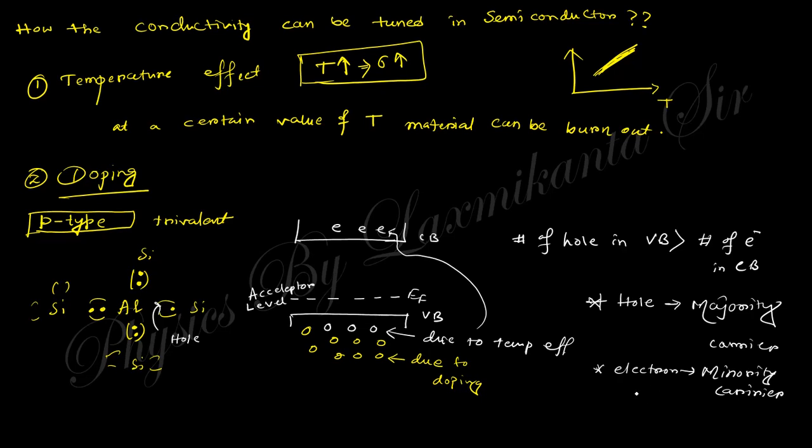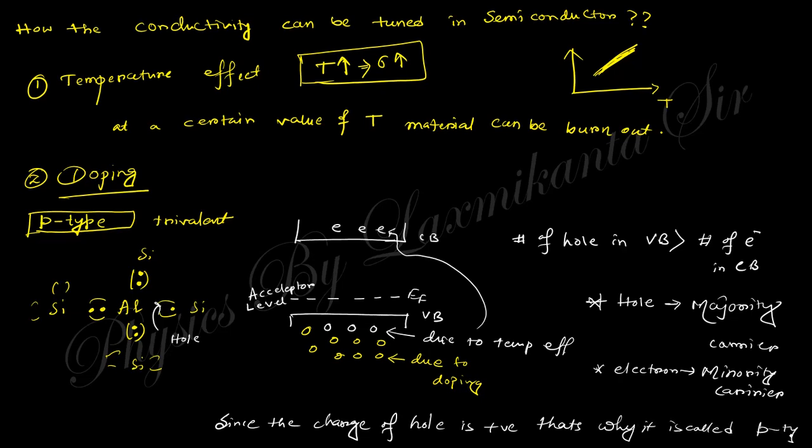Since the charge of the hole is positive, that's why it is called a p-type semiconductor. Now comes the n-type semiconductor.